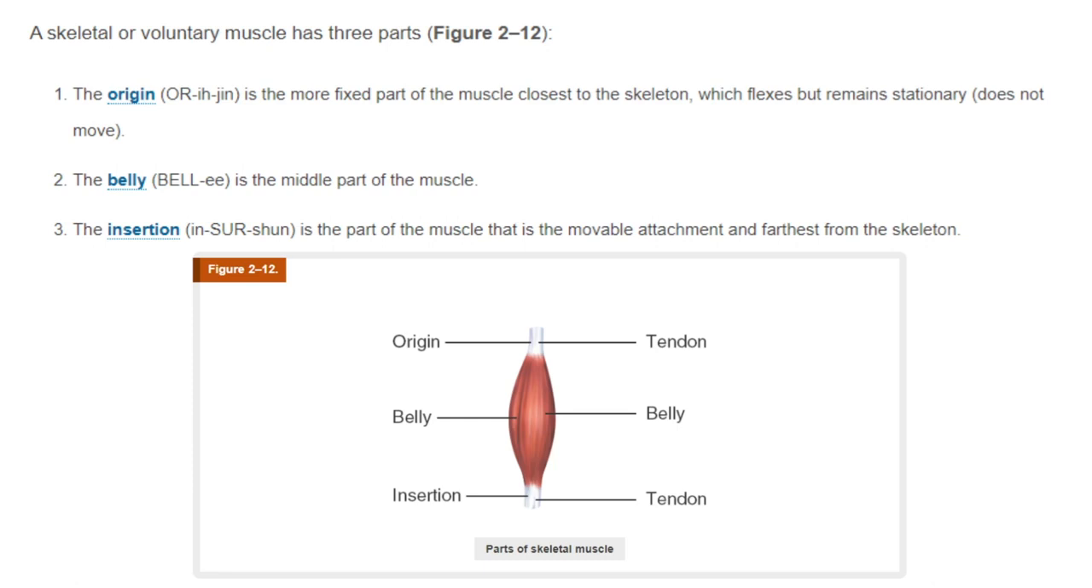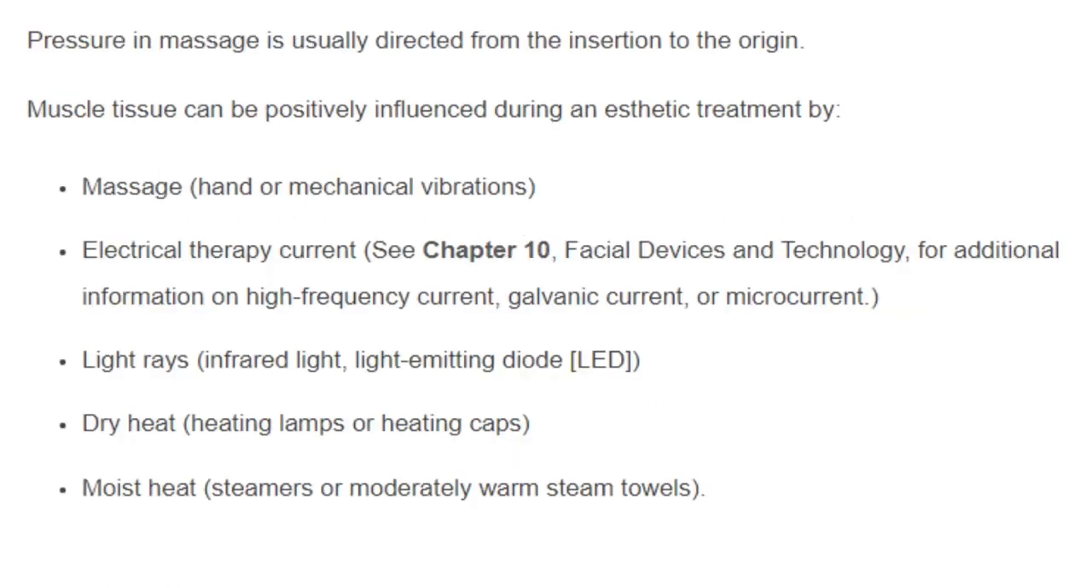The origin is the more fixed part of the muscle closest to the skeleton, which flexes but remains stationary, does not move. The belly is the middle part of the muscle. The insertion is the part of the muscle that is the movable attachment and farthest from the skeleton. Pressure in massage is usually directed from the insertion to the origin.